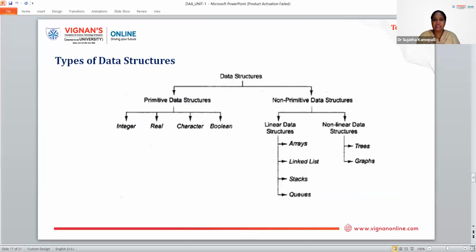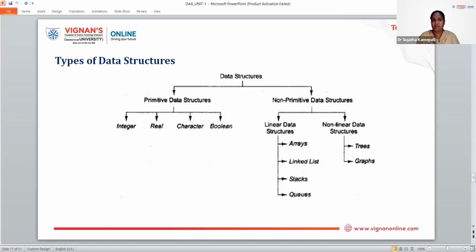Now we are going to see the different types of data structures that we have. Here you can see the diagram which shows that data structures are primarily divided into two categories: primitive data structures and non-primitive data structures. Primitive data structures are represented as four categories: integers, real values, characters, and Boolean values. Non-primitive data structures are divided into two types: linear data structures and non-linear data structures.